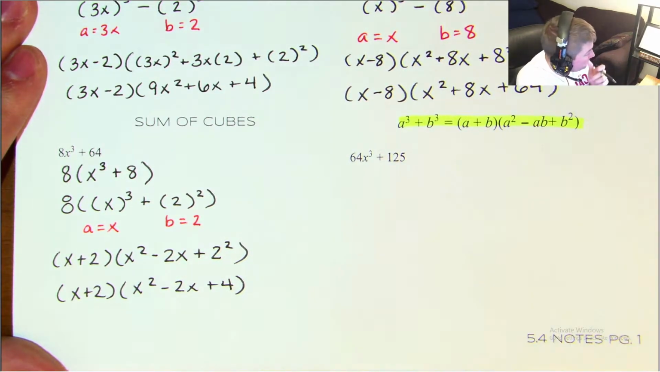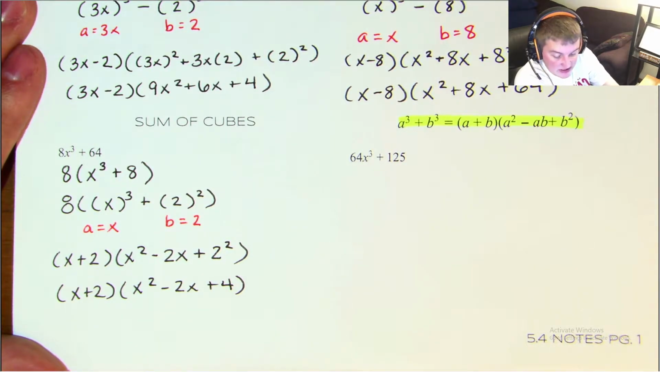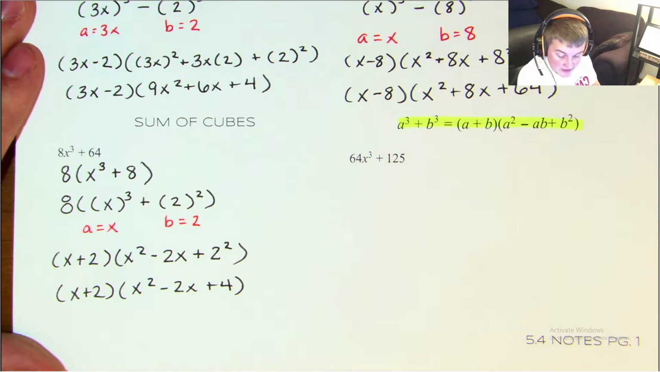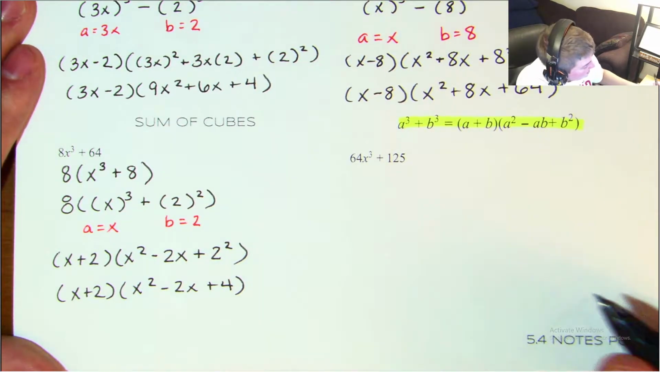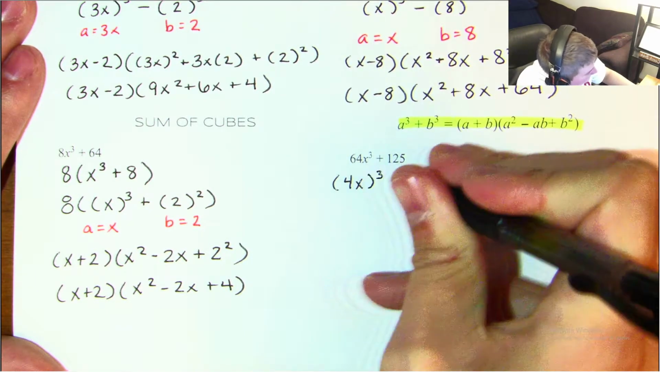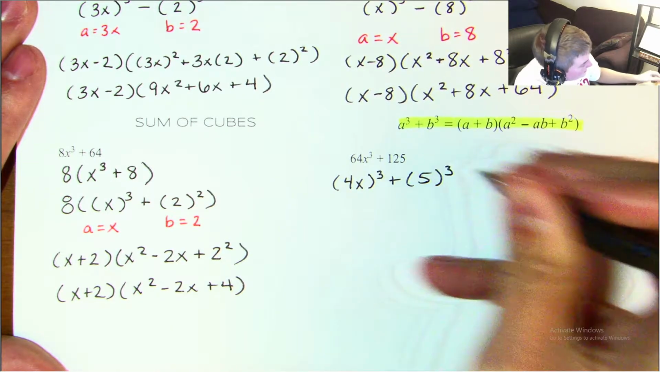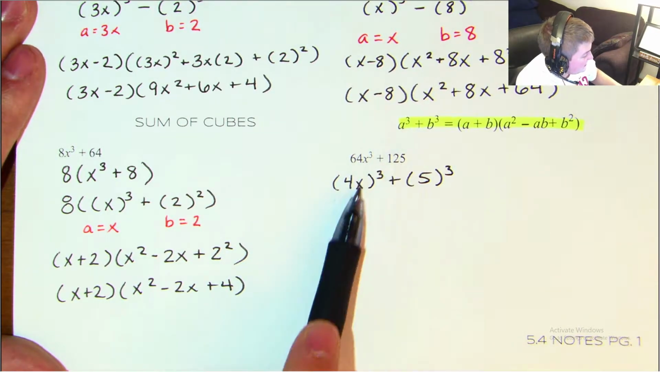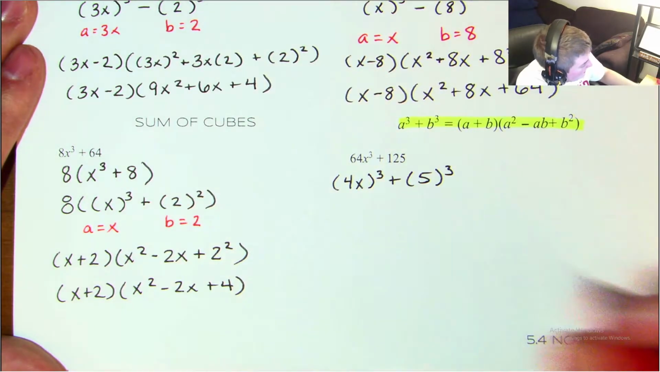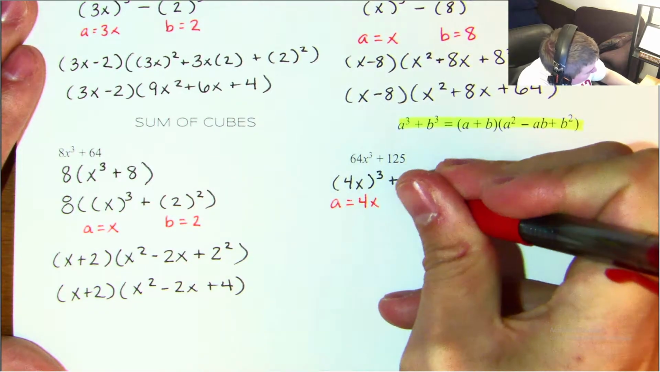So I'm assuming you've already tried this. I'm looking at 64x cubed plus 125. 64's root is 4, and 125's root is 5. So I can rewrite this as 4x cubed plus 5 cubed. It is a sum of cubes because it's a perfect cube added with another perfect cube. Meaning my a value here is 4x and my b value here is 5.